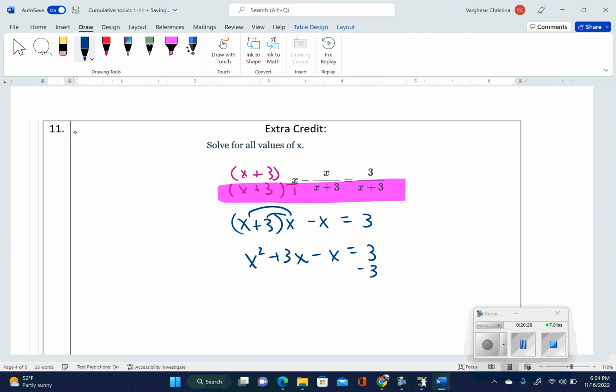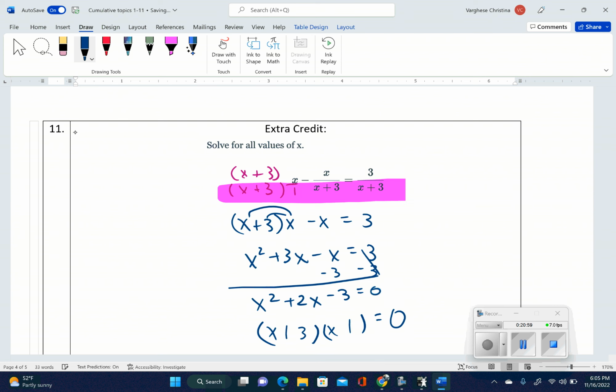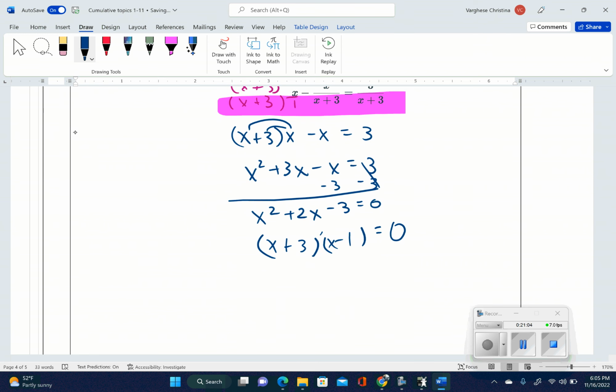Let's move this 3 over, again with the whole theme of getting it equal to 0. So I have x squared plus 2x minus 3 equals 0. I do the double bubble again, with x at the top. It has to multiply to give us negative 3. So 3 and 1 multiply to give you 3. And to get a positive 2, this 3 has to be positive, this has to be negative. And then I set both of them equal to 0.